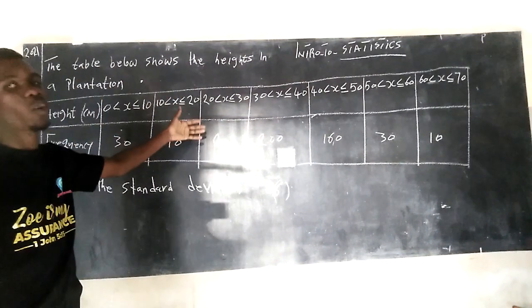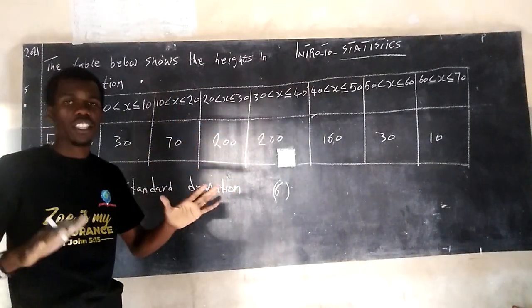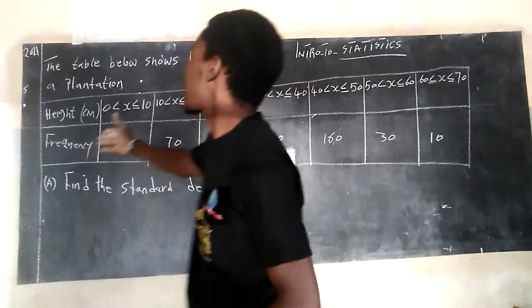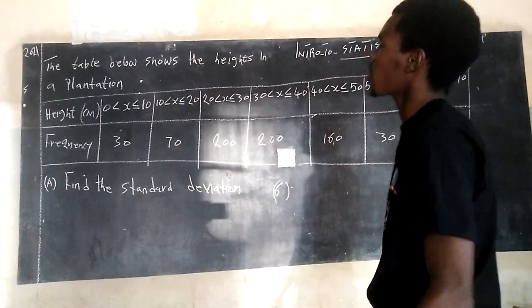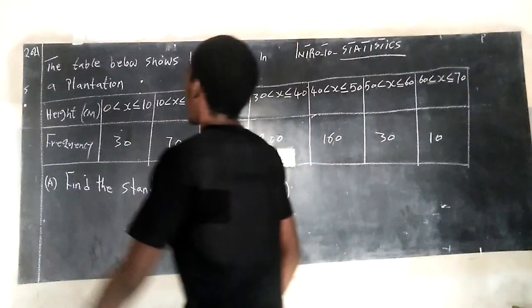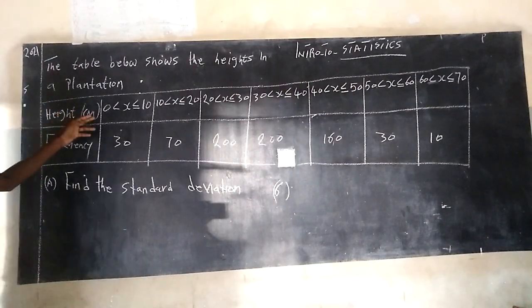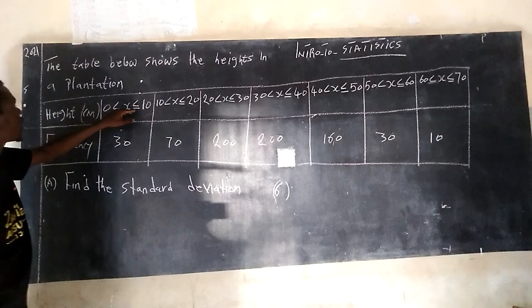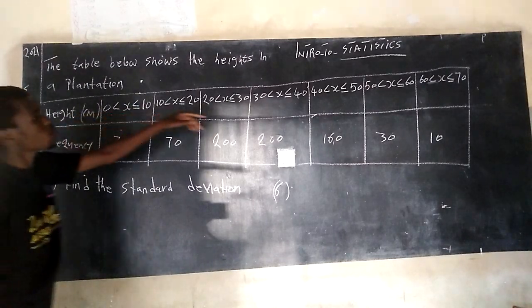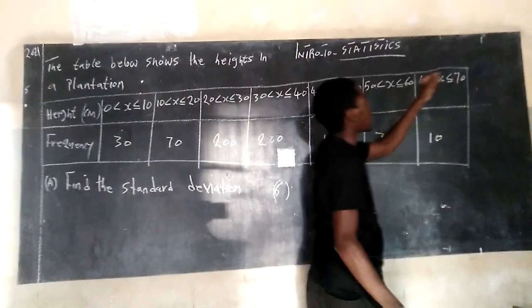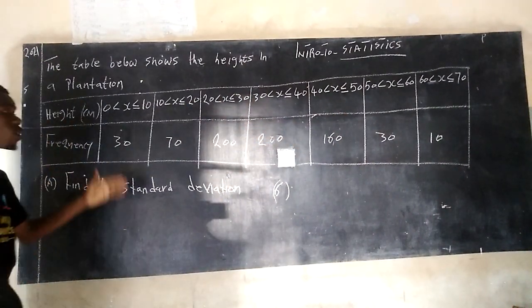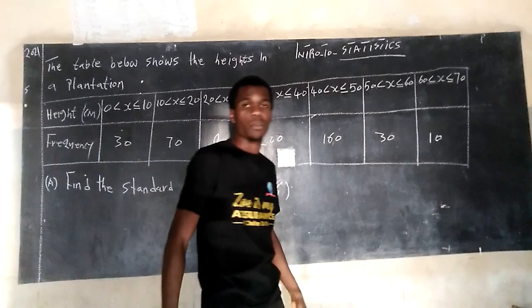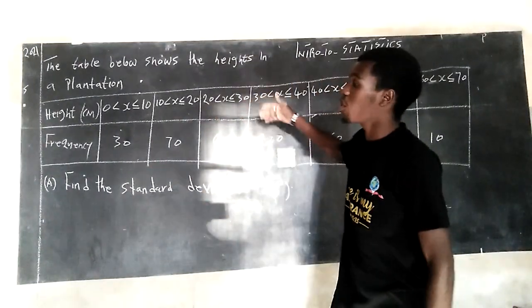We are having this 2021 paper. The question is saying the table below shows the heights in a plantation. We are having the heights here in centimeters: 0 is less than x, less than or equal to 10, up to 60, until the last number here. We're also having the frequency. This table will always be provided. This table you'll be given.